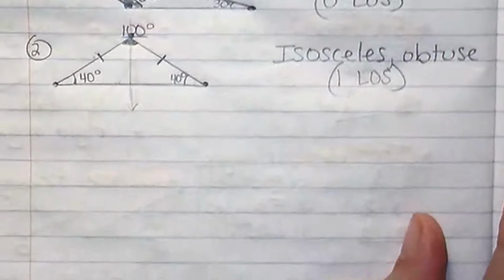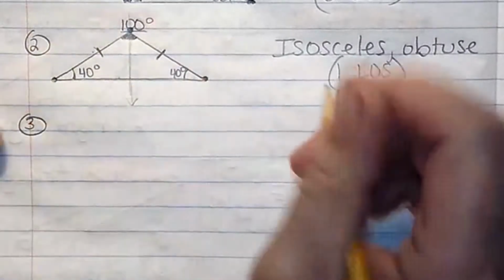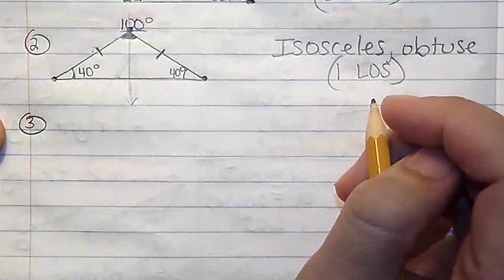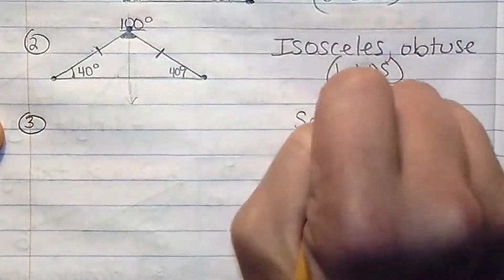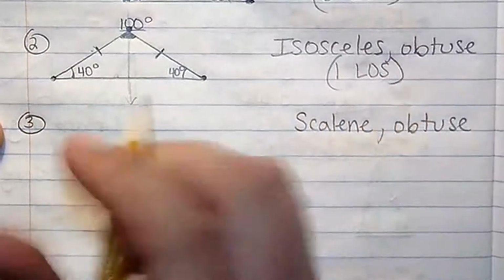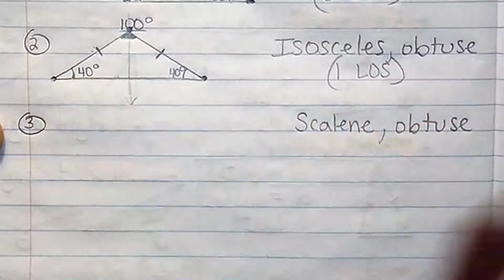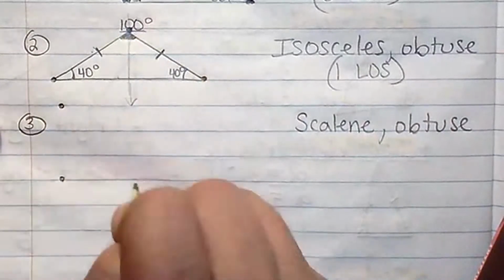Let's try to make another triangle. This time I'd like us to try to make a scalene obtuse, but I'm going to try to trick you with this one. I'm going to make it look like a different triangle. I'm going to make it look like a right triangle.